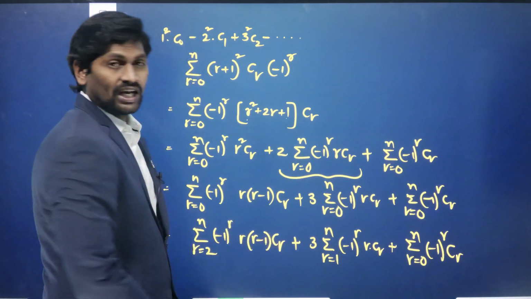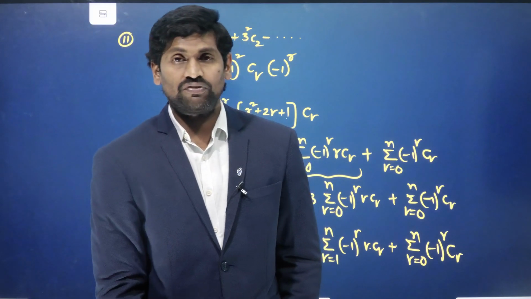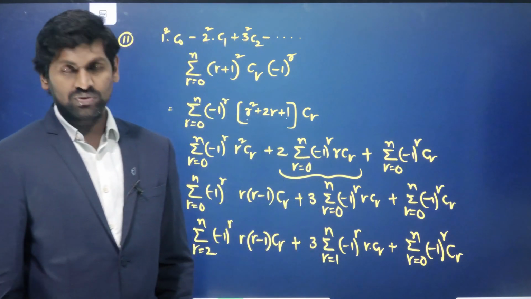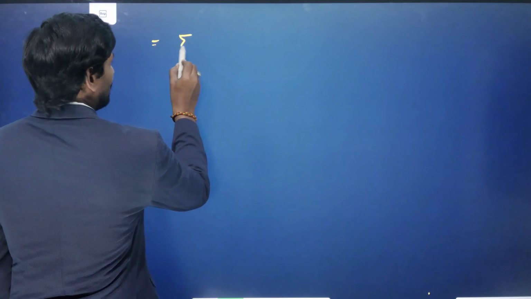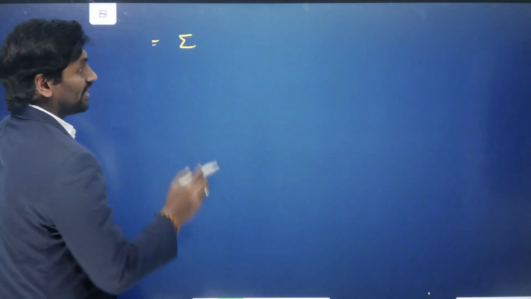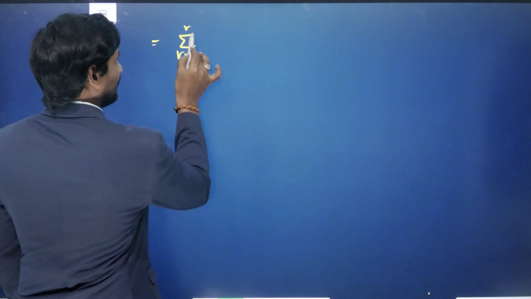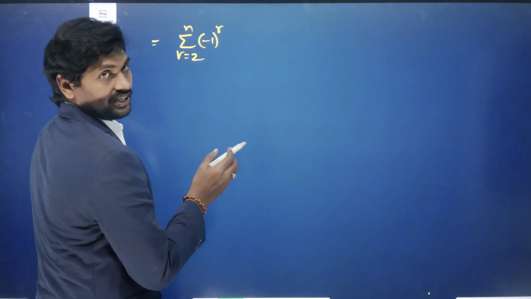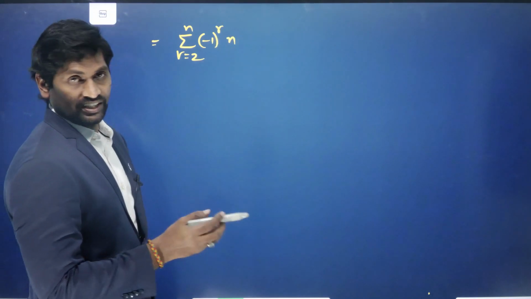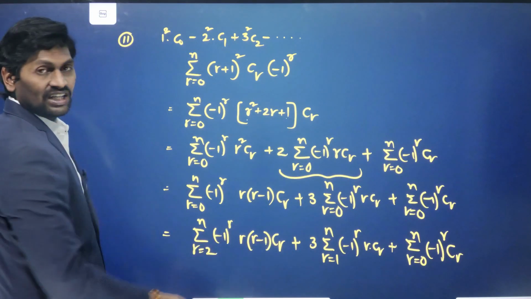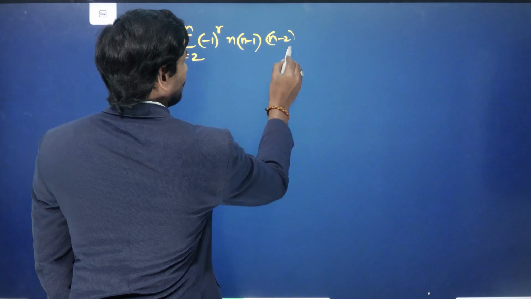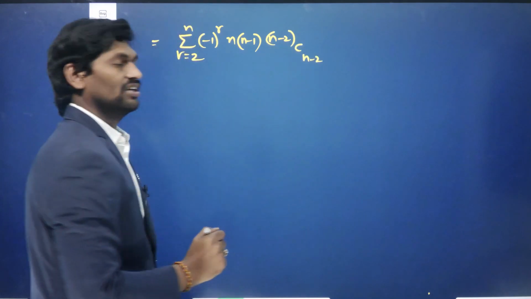Now in the place of r I am just trying to take n. So n into n minus 1, okay? n into n minus 1. Clear? So that is equals to sigma r equals 2 to n, minus 1 power r, that is in the place of r we can write n into n minus 1, and here what will come, Cr, that means C2 onwards we should take, that means n minus 2 C n minus 2, okay?